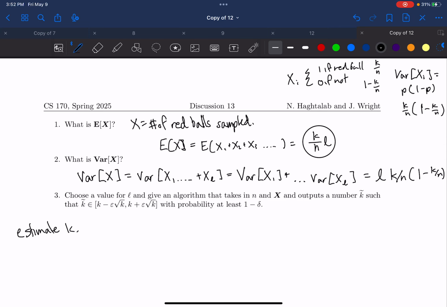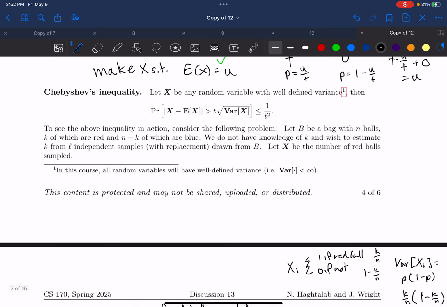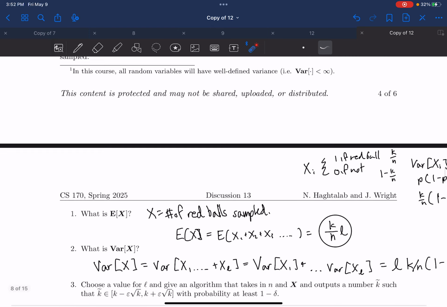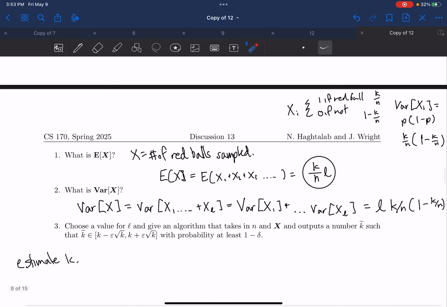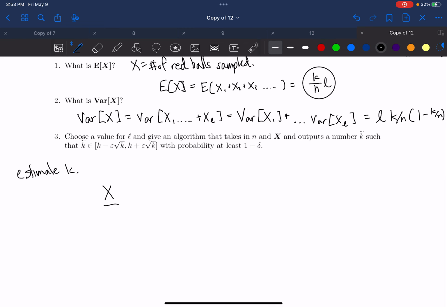The way we've been doing this is we've been trying to get a ratio of red balls, right? So remember here, we are drawing L independent samples. X is the number of red balls that we sample from our L samples. And this bag has a total of n actual balls. So in that sense, we can imagine that what we're doing really is we are creating a ratio of X over L. This is kind of the ratio of red balls we've sampled from the total samples we've done.